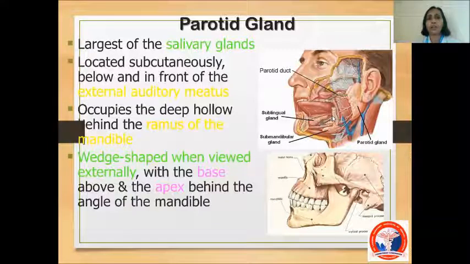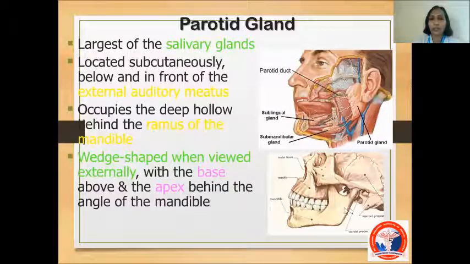The location is subcutaneous, below and in front of the external auditory meatus. Thus, it occupies a deep hollow which is behind the ramus of the mandible. The ramus of the mandible is this upper part which is above the base of the mandible. So this is base of the mandible, whereas this part is ramus of the mandible, and this is the location of the parotid gland in relation to the ramus of mandible.